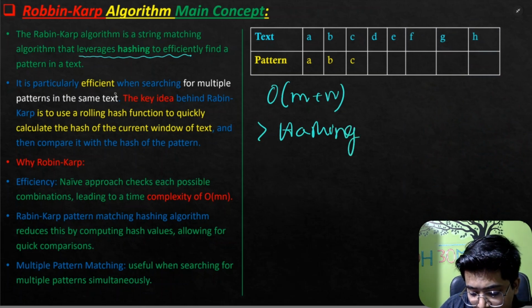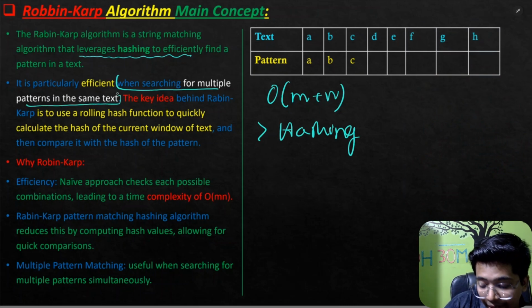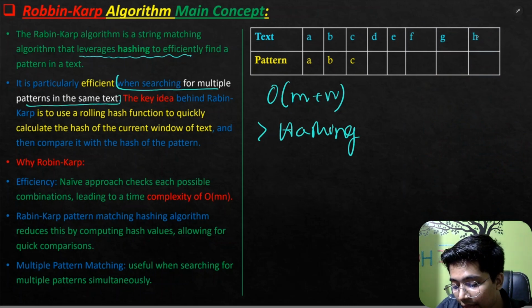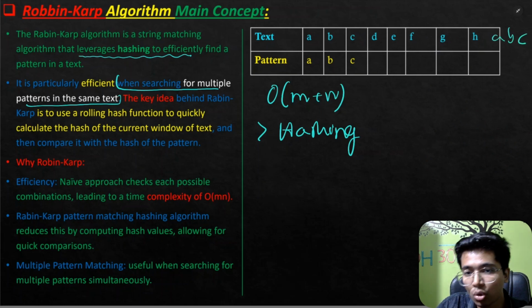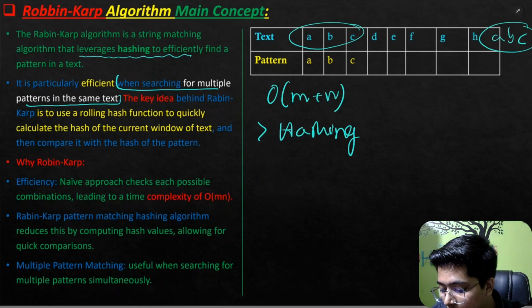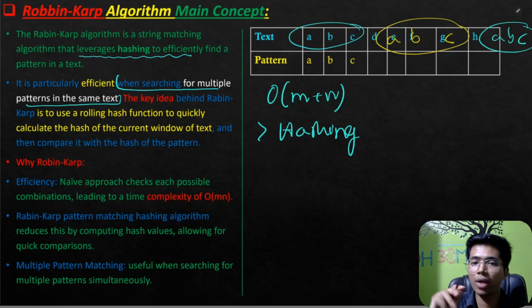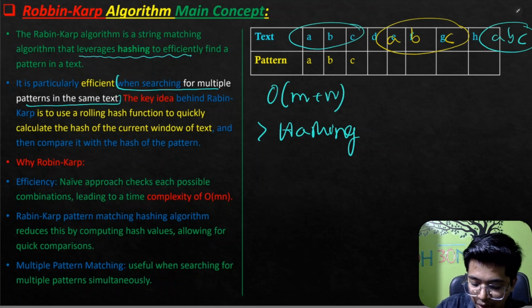Now it's particularly efficient when searching for multiple patterns in the same text. Suppose there was again ABC, and after that again ABC, and we want to find all those patterns. We want to find this pattern ABC, this pattern ABC, and suppose there was also ABC in exchange of A, B. So we want to find those 3 patterns, and for finding all those 3 patterns in one string or text, we use the Rabin-Karp algorithm. That is told here: when searching for multiple patterns in the same text, we use the Rabin-Karp algorithm.